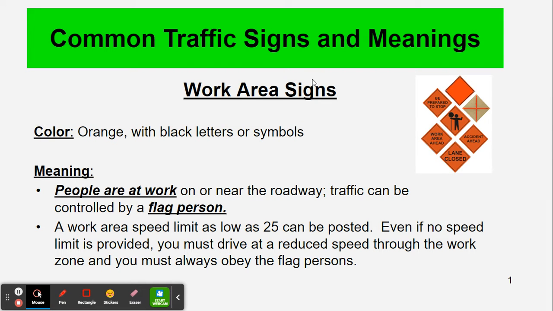Common traffic signs and meanings. So we have work area signs, right? And they are typically diamond shaped, but they're orange with black writing, okay? These signs do carry some penalties if we don't follow them. If it's a person with a flag or whatever, we have to obey that person, okay? If it has a speed limit there, you have to follow that speed limit. In fact, if you don't, you're going to suffer more penalties than if it was just a regulatory sign.